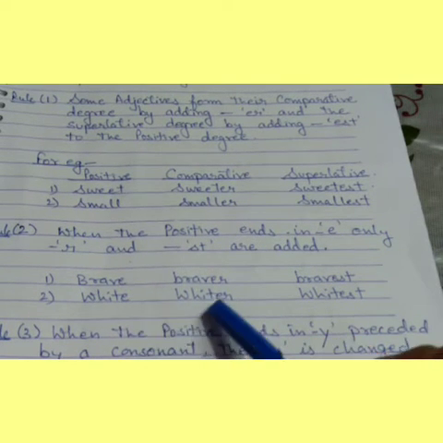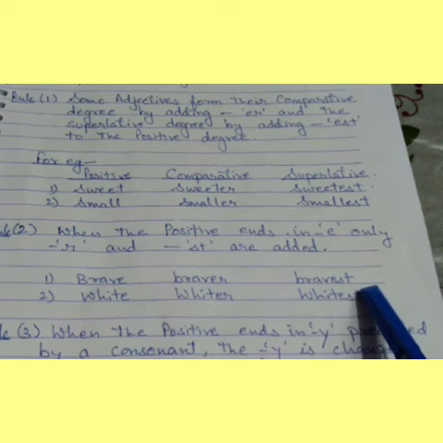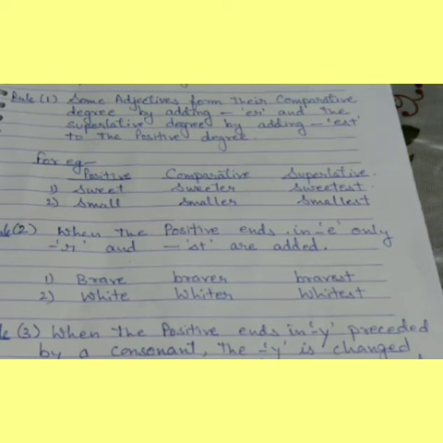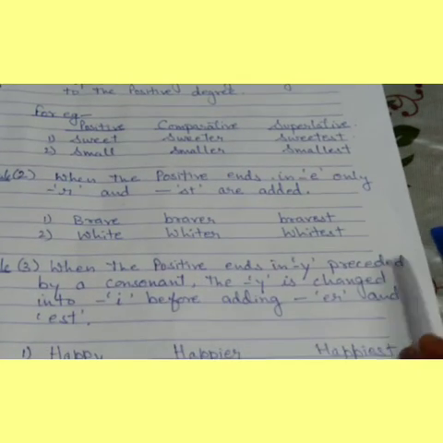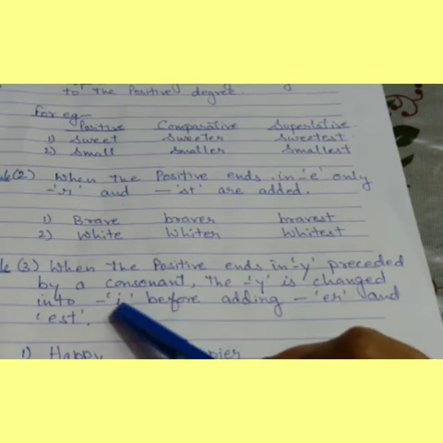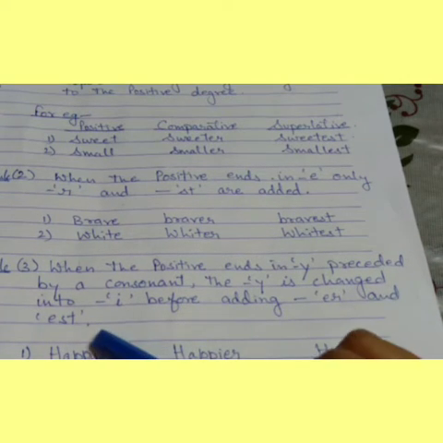Last letter is E, so you have to add only R, and here ST in the superlative degree. So brave, braver, bravest, white, whiter, whitest. See rule number 3. When the positive ends in Y preceded by a consonant, the Y is changed into I before adding ER and EST.